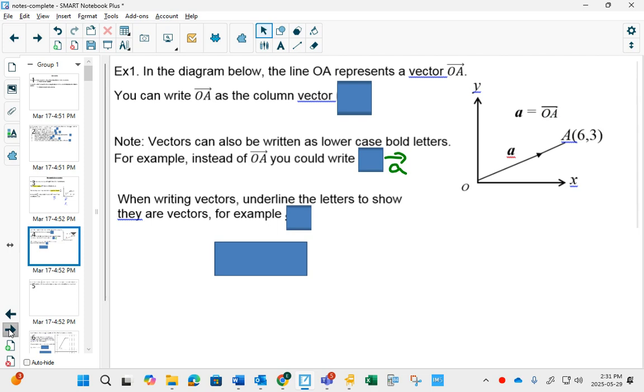So if we had the point A, 6, 3, we could write that as a column vector, 6, 3. And I talked about the vectors being written as lowercase bold letters. Sometimes you can also do the endpoints, O to A with the arrow over top. Or we can underline them. I like the arrow over top. Or the half arrow. Bunch of different ways of showing you have a vector.